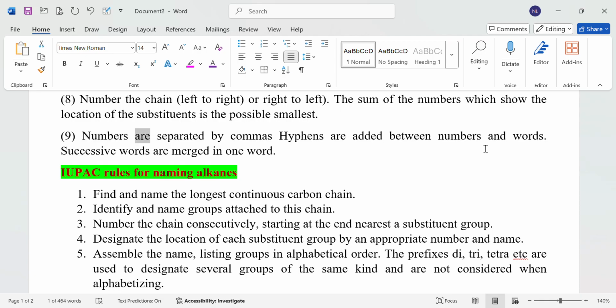9. Numbers are separated by commas. Hyphens are added between numbers and words. Successive words are merged in one word. IUPAC rules for naming alkanes.